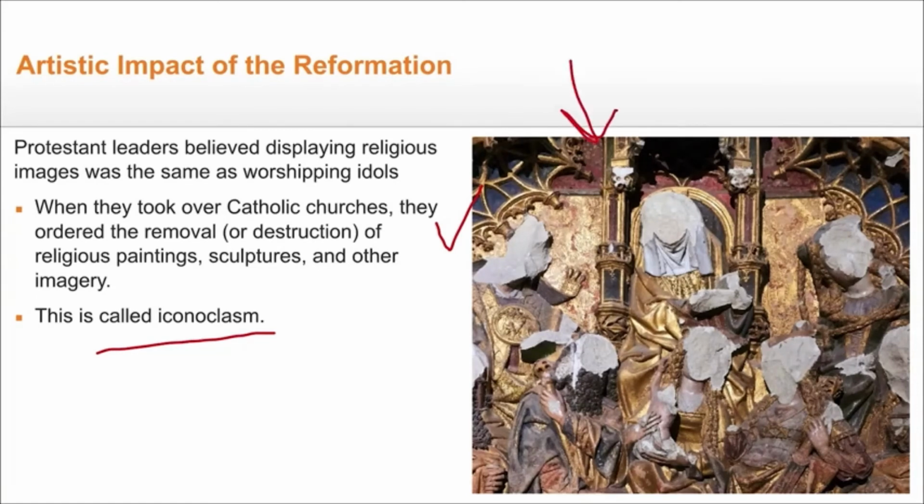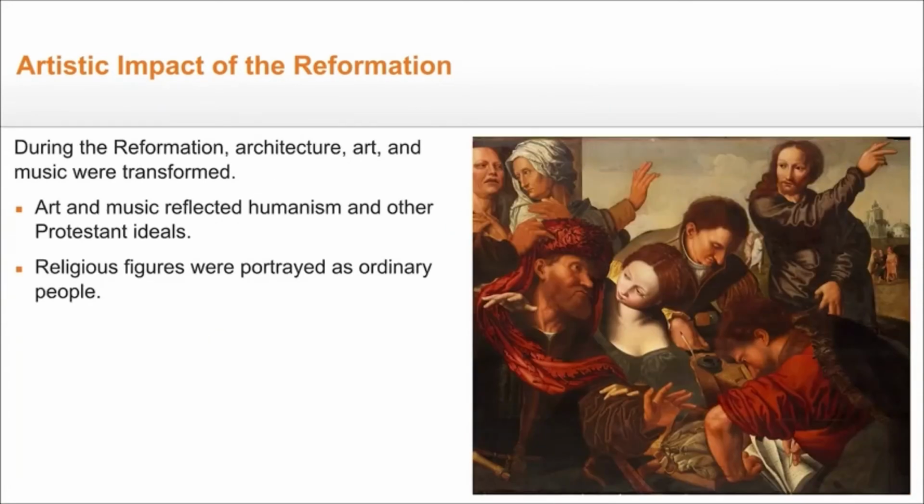In this photo, you can see the faces of the sculptures on this altarpiece were damaged so that they were no longer visible. Even gold altarpieces, like cups and plates, were melted down. It's important to note that this destruction varied from region to region. While Calvinists even prohibited plain crosses from being displayed, some religious leaders, like Martin Luther, allowed some religious images to remain.